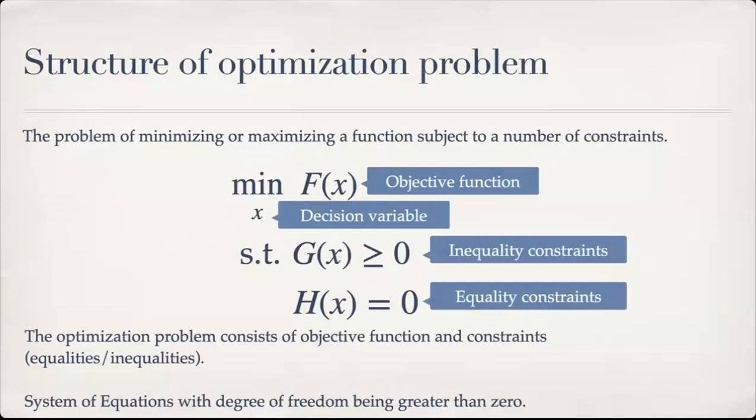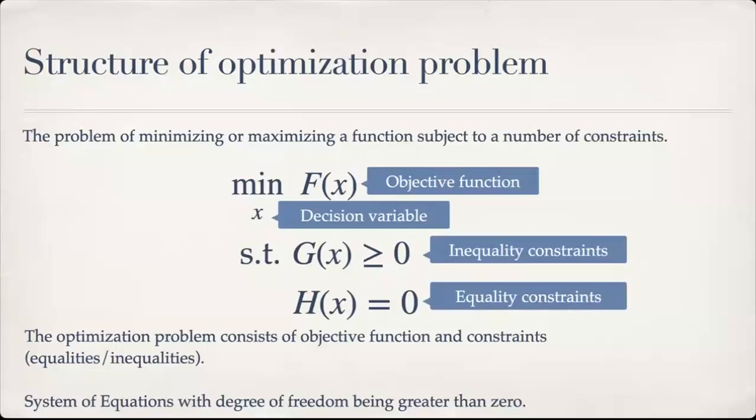Do we have a case that the objective function is independent of the decision variable, but only the constraints are functions of the decision variable? The answer is yes, we have such a case. And in some cases, we don't have constraints at all. We have only the objective function and decision variables.